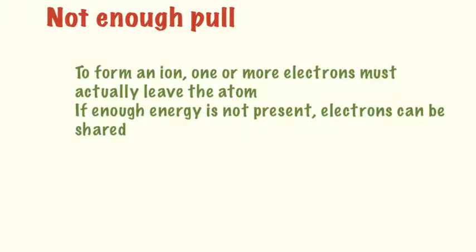When we looked at ions, we saw that the electron actually physically moves, or the electrons, if there's more than one of them, move from the valence shell of one atom to the valence shell of another. And this creates the ion, or the charged particle, and then we get electrostatic attraction between them. But what happens if we don't have enough energy present? Well, in this case, we actually have both atoms sharing the same electrons.